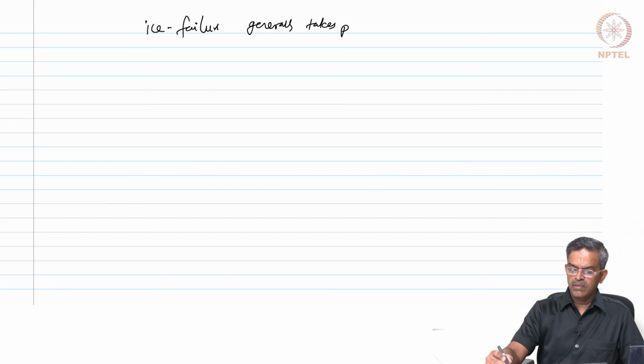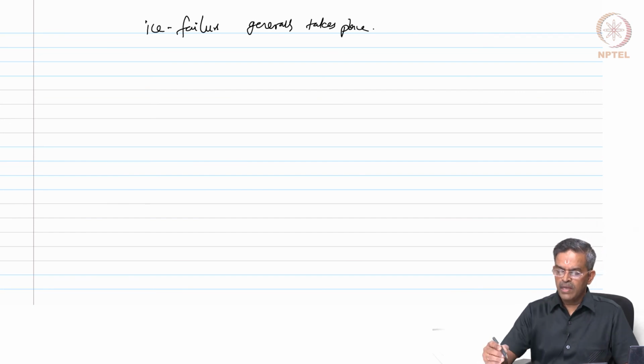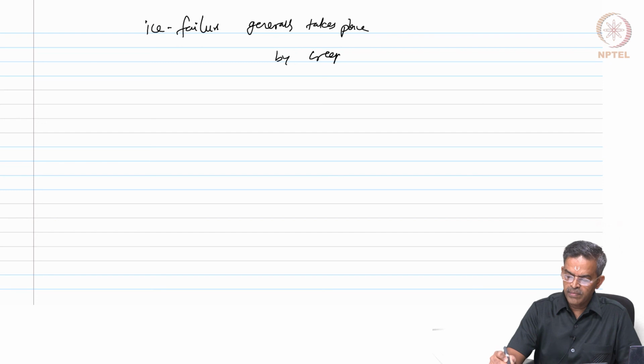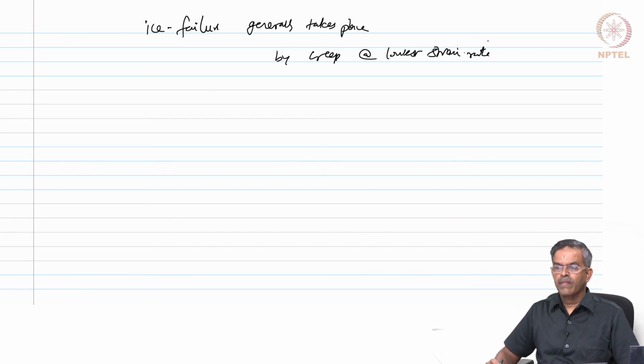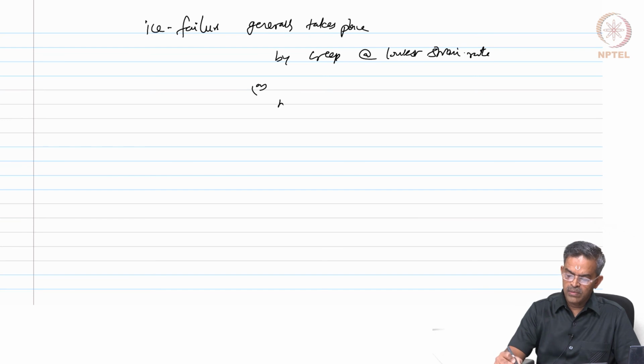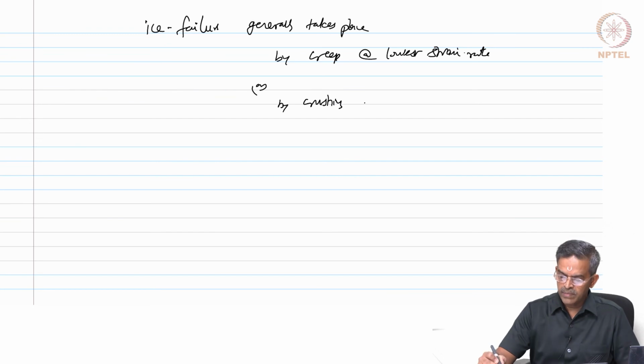Having said this, ice failure generally takes place by creep at the lowest strain rate or by crushing at higher strain rate.